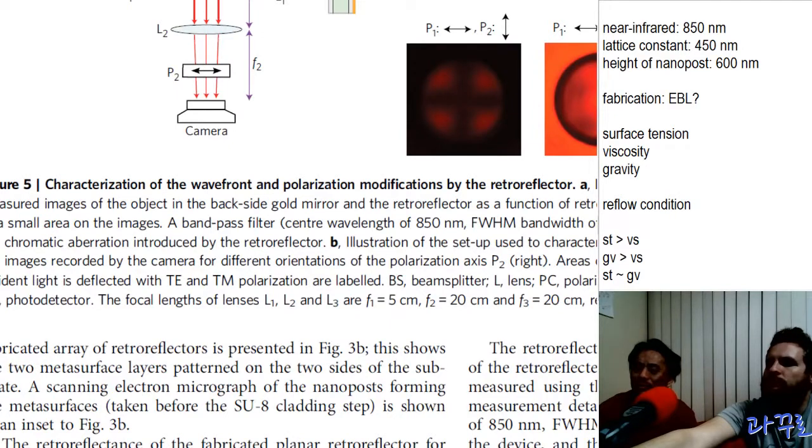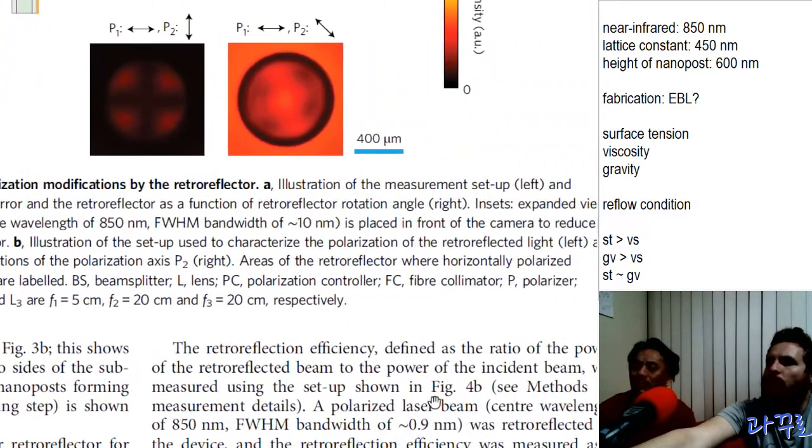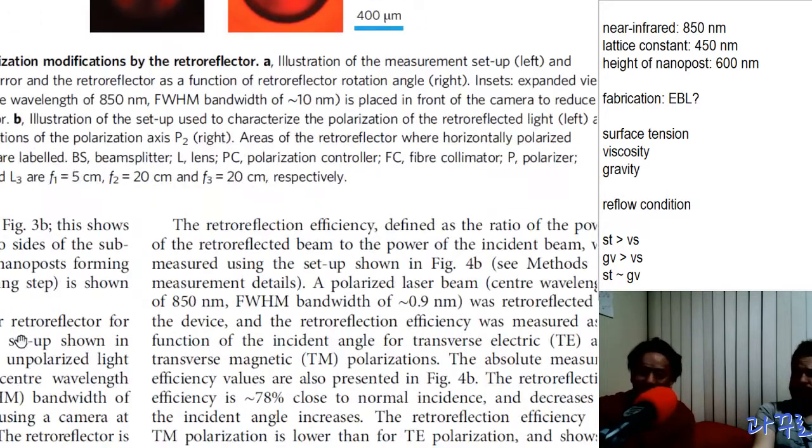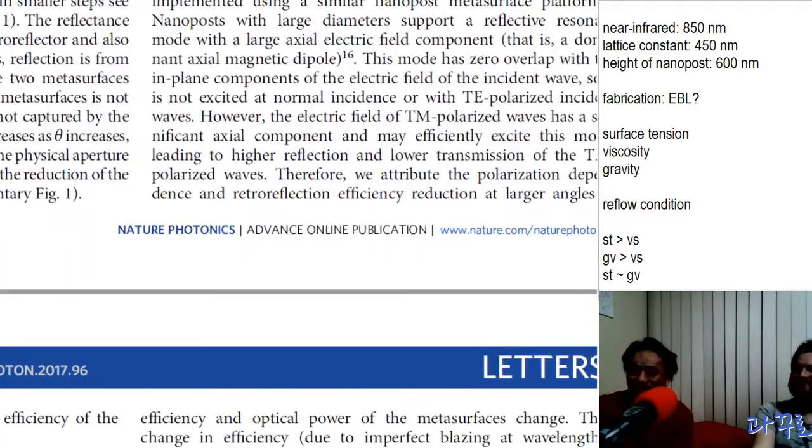So what was the question there? Why did they measure the polarizations, and why do we get this one? That's interesting. TE polarized deflected rays and TM polarized deflected rays. Oh. Yeah, maybe we understood enough. How do you think? I think it's a really interesting article.